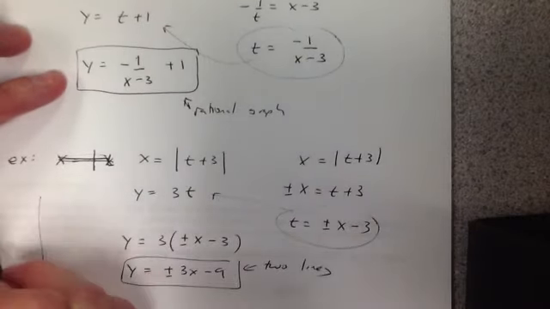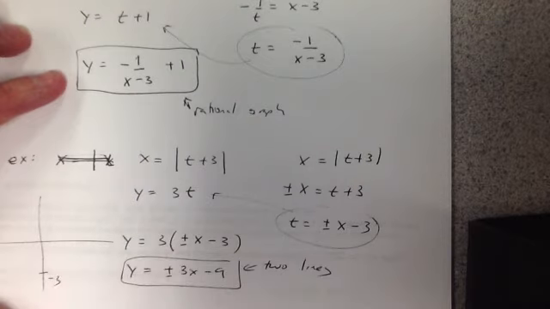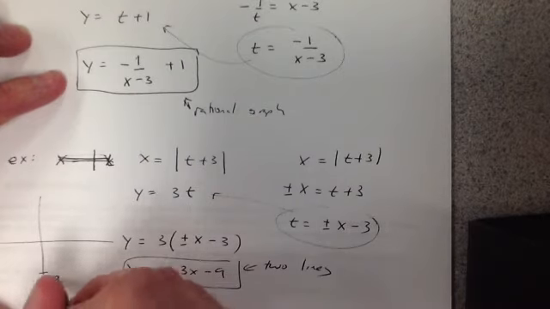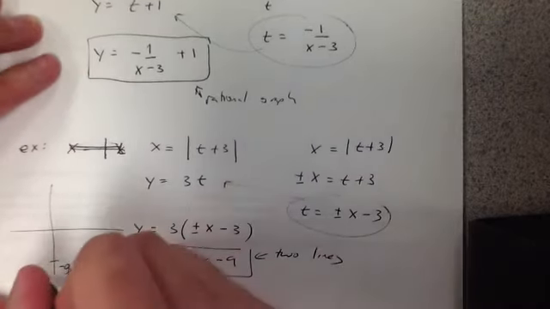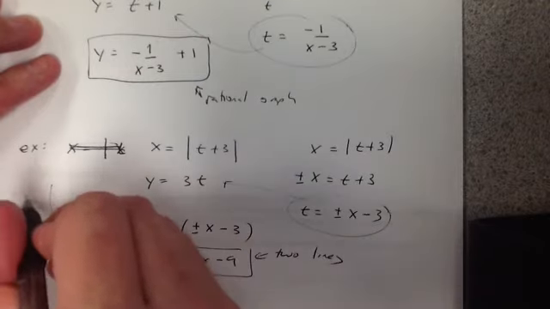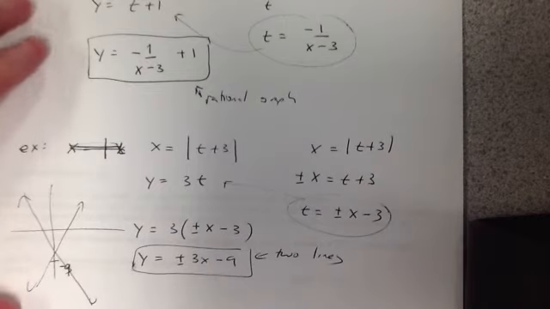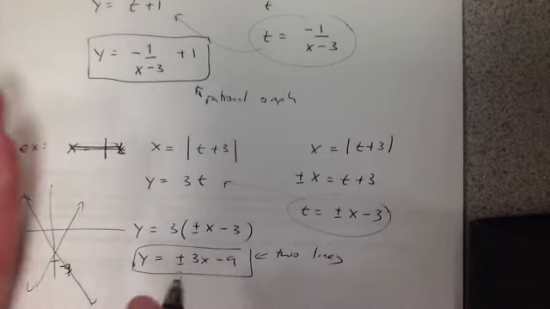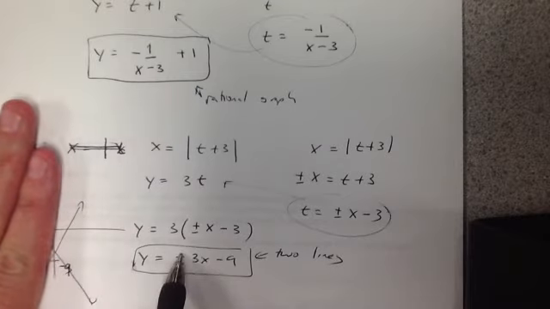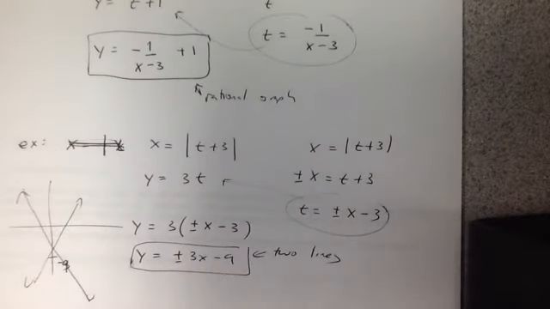And you can kind of sketch it. They both have a y-intercept of negative 9. One has a slope of positive 3, and the other one has a slope of negative 3. Very easy to do. Now, there's another way you can look at this. Normally, we would have to restrict the domain, and we'll talk about that maybe later on, okay?